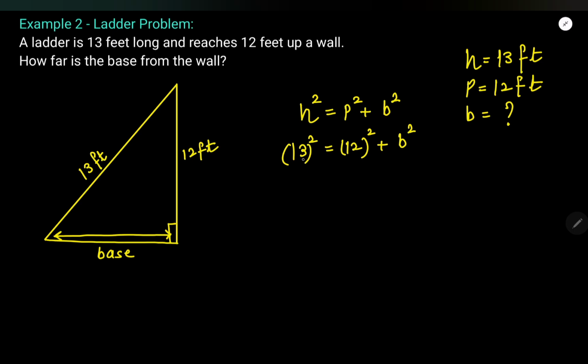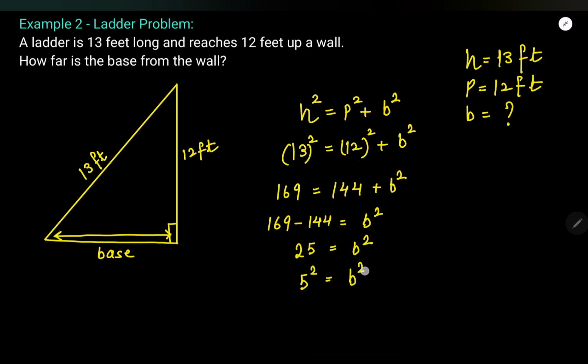So what is 13 square? It is 169. 12 square is 144 plus b square, right? Now 144 will go to his family member because he is missing. So 169 minus 144 is 25 is equal to b square, and 25 is what? 5 square. 5 square is equal to b square. That means b is equal to 5 and we are done.